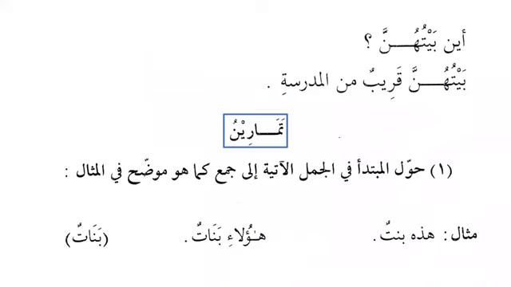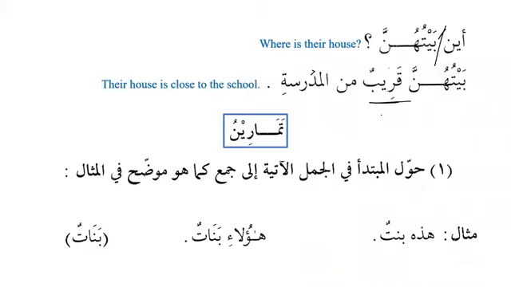Aina baytuhunna, where is their house? Again, baytuhunna, as we can see, is mudaf ilayh. Where is their house? Baytuhunna qaribun min al-madrasati. Their house is close to the school. So now we can see here that qaribun is an adverb, which means near, and also it is translated as close to. Their house is close to the school.